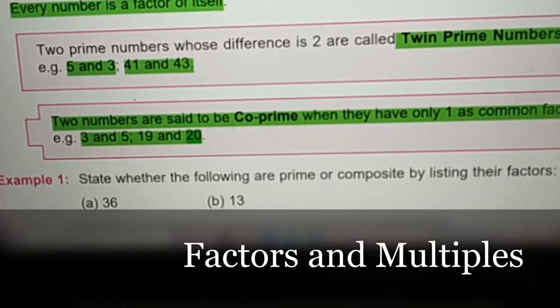We can have some more examples of co-prime. Can you guess which have a common factor 1? Suppose we have 2 and another example is 3. So these are the two numbers. Can you say if it is prime or twin prime or co-prime? This is 2 and 3. Both are prime numbers. This is not twin prime because their difference is not 2, and it is co-prime because their common factor is only 1.